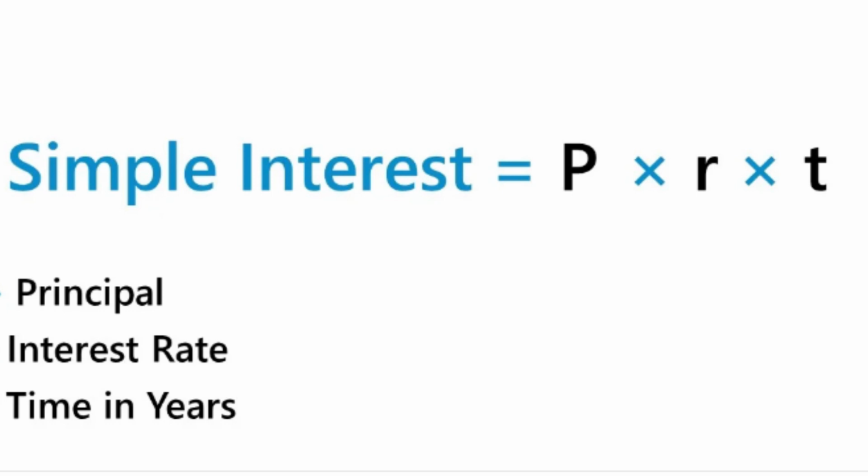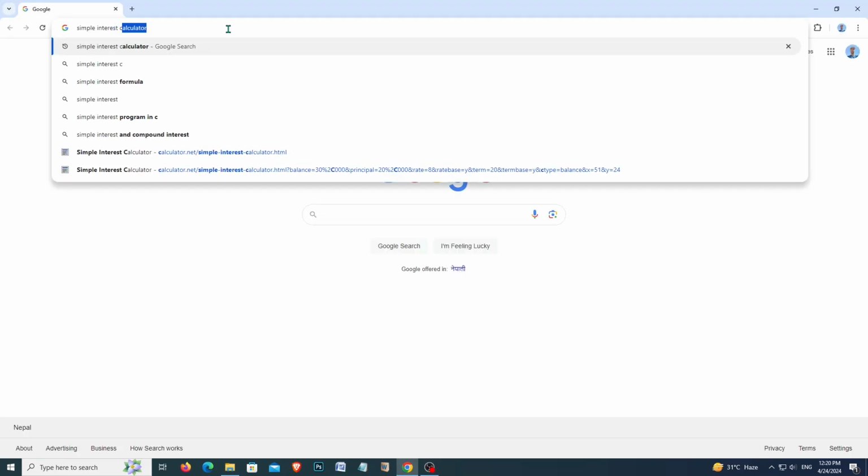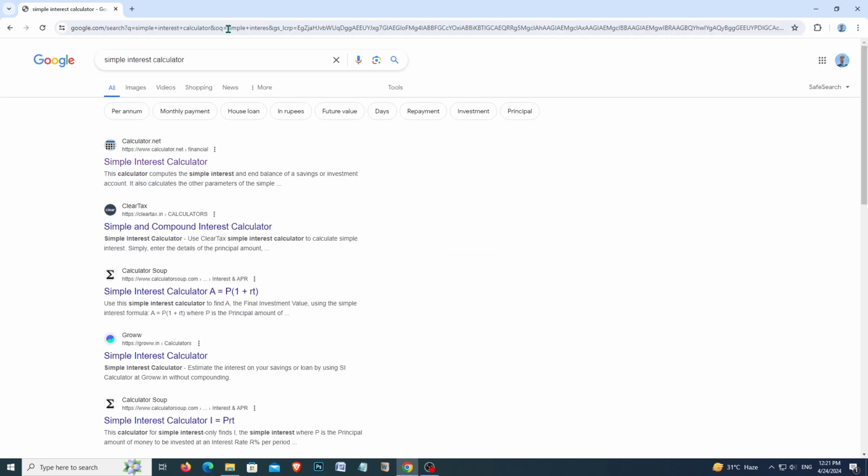But if we calculate simple interest, the result appears as a much smaller amount than the compounding amount. Let's calculate the simple interest. First open a browser, then type simple interest calculator.